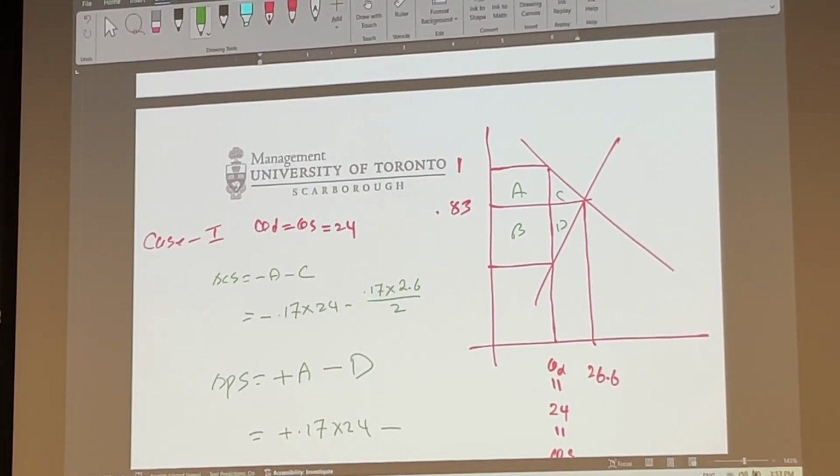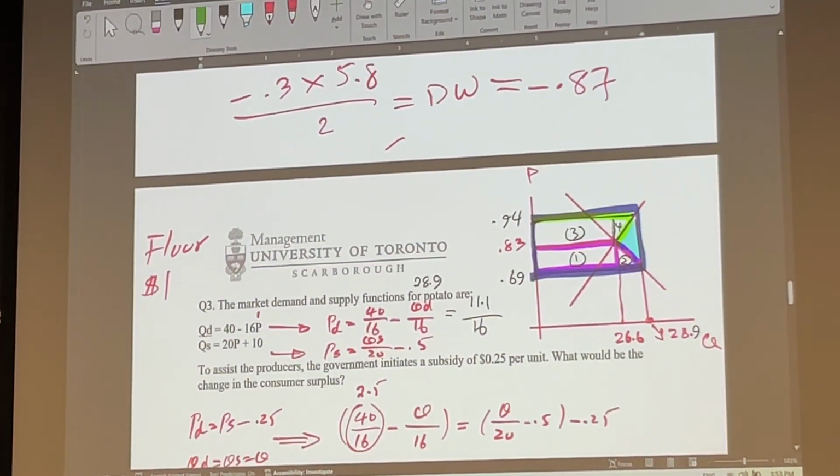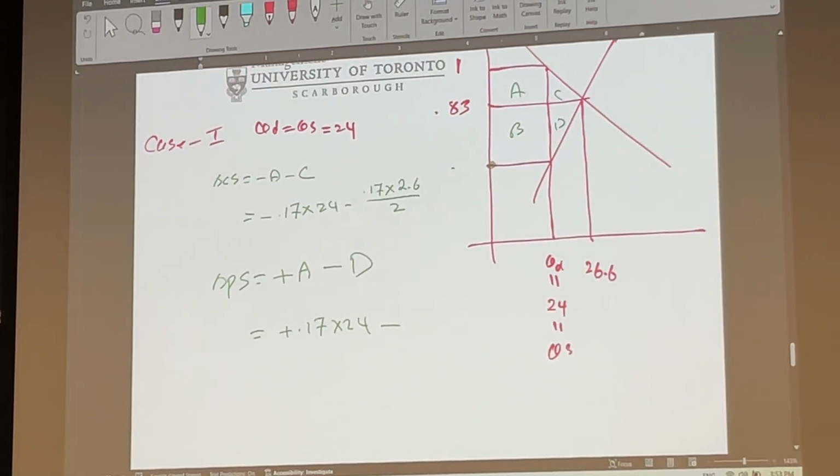To calculate D, we need this point. So let's go back to the supply, put 24 in, and see what you get. If you put 24 here, what would be the price? That sounds like 70 cents, right? That's 14 divided by 20. So we can calculate D then. D should be 13 cents multiplied by 2.6 divided by 2.